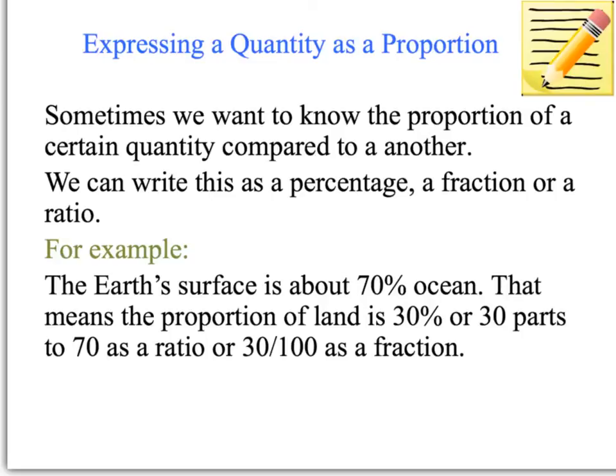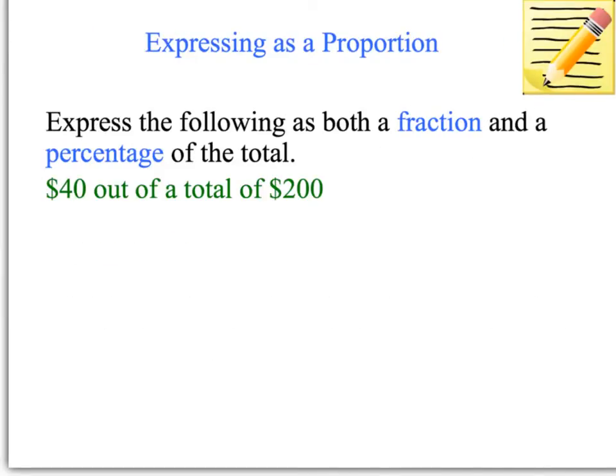Okay, so we're going to look at some examples of doing these different things, and we've already done this sort of thing before, so it's going to be pretty easy. We're just going to use our prior knowledge for this. When we're expressing it as a proportion, we do that as a fraction and a percentage. So this question is asking us to express $40 out of a total of 200 as both a fraction and a percentage of the total. So what is $40 out of 200 as a fraction and also as a percentage?